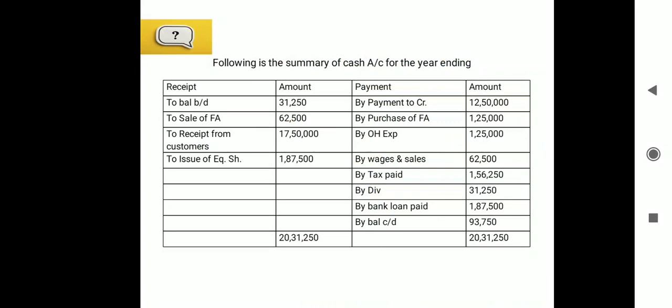The question directs us to prepare a cash flow statement according to Accounting Standard 3 using the direct method. So in this solution I am going to use the direct method. Please remember, direct and indirect methods only affect the calculation pattern of cash flow from operating activities.